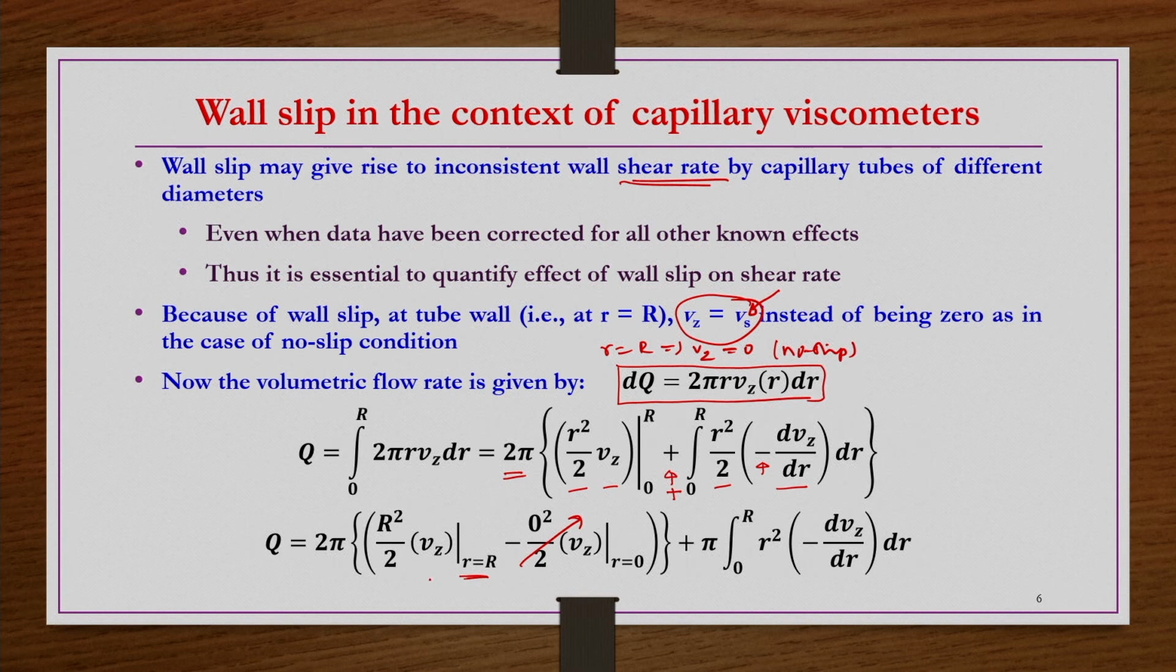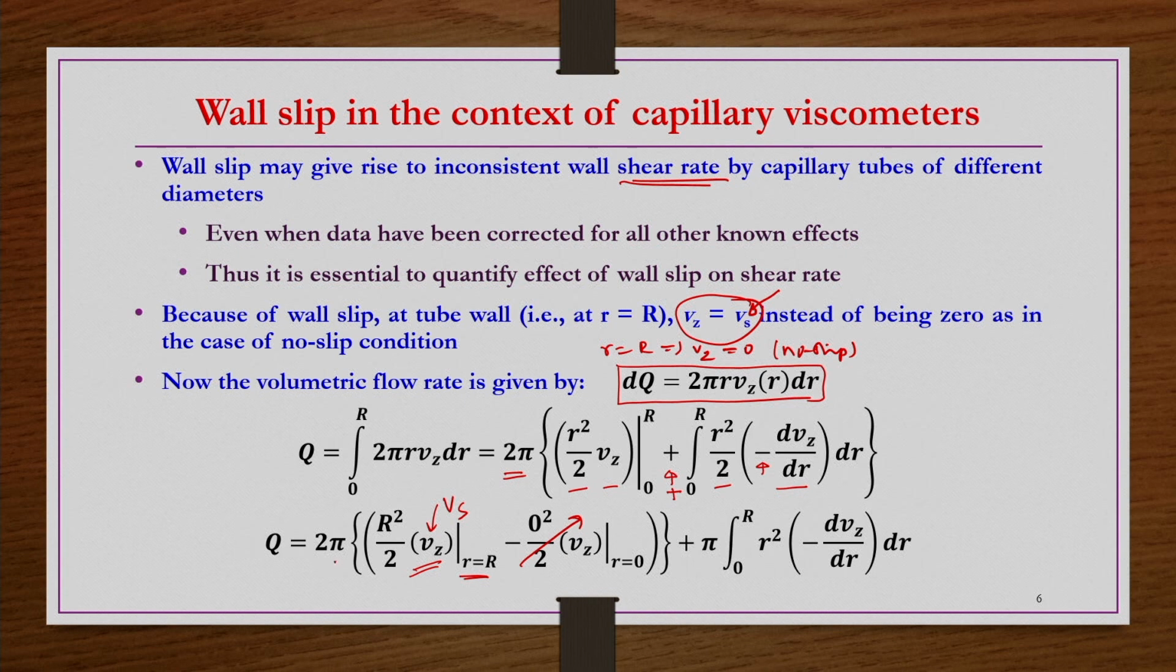Now, in the previous case, when we were designing equations to measure the shear rate of a fluid using a capillary viscometer, we took Vz as 0 at r equals R because of the no-slip boundary condition. But now we realize that when you use such equations we are getting anomalous results. So, we realize that there may be something called wall slippage. Because of the wall slippage, the fluid velocity at the wall, at r equals capital R, is now Vs. It is not 0, but it is Vs.